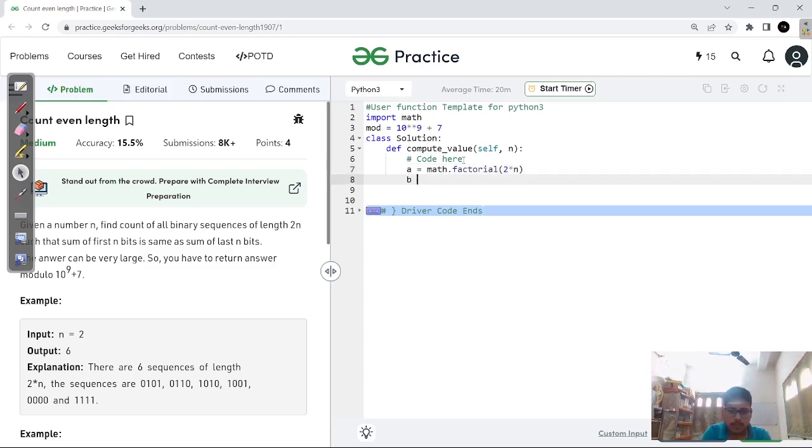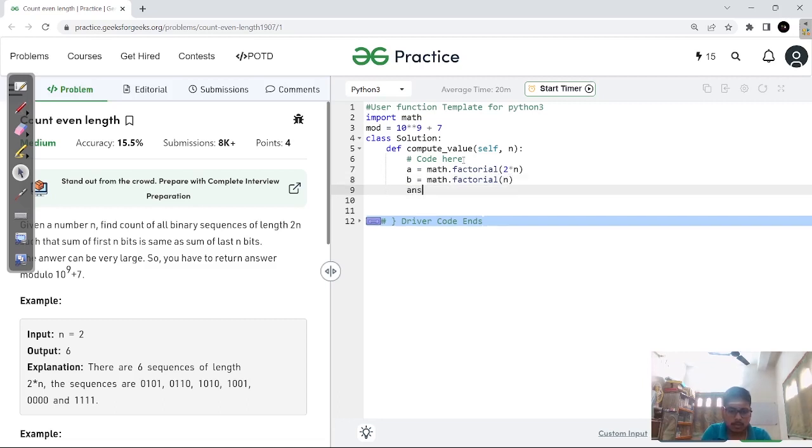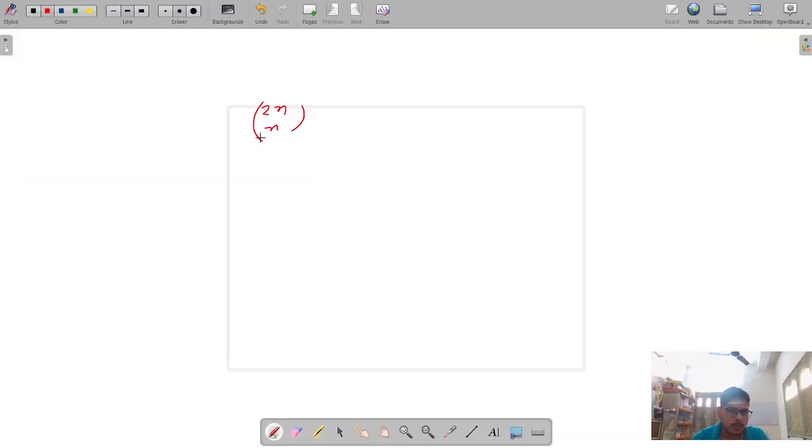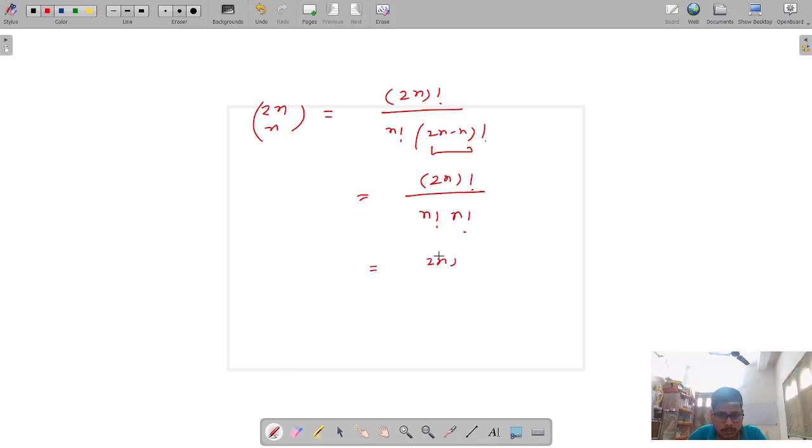2n, and I am going to calculate factorial for n. So what I was telling you is that 2n choose n is what? 2n factorial by n factorial into 2n minus n factorial. So this is equal to 2n factorial by n factorial into n factorial. So this is 2n factorial by n factorial square. Okay, so we will find this factorial and this factorial, and we will square this one and divide by this.